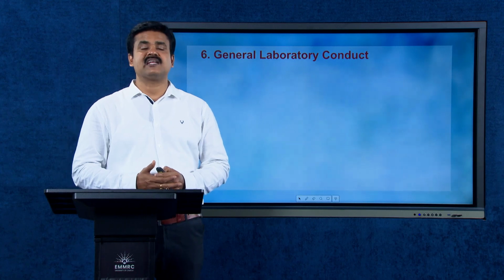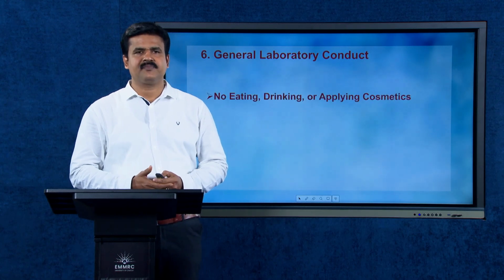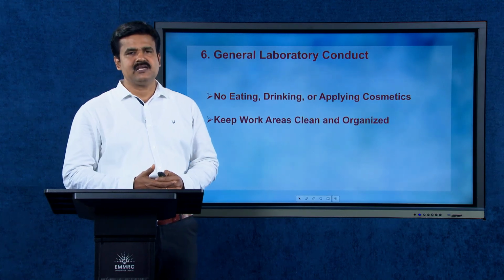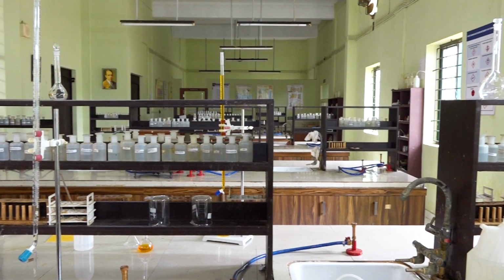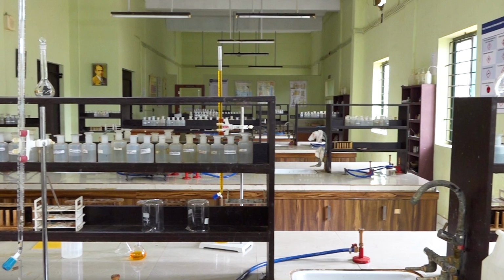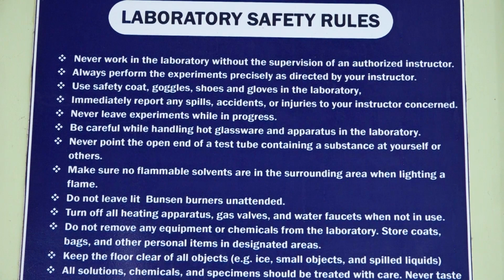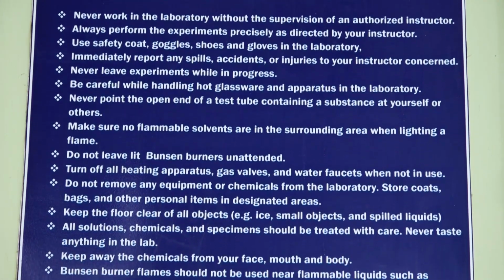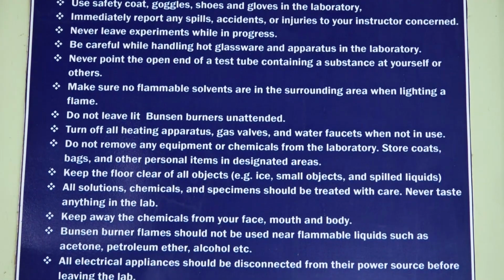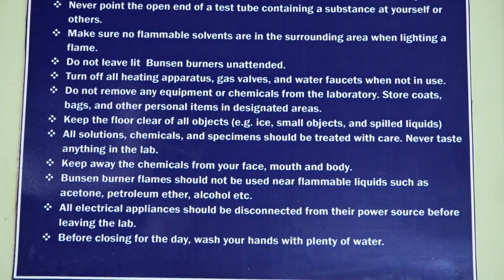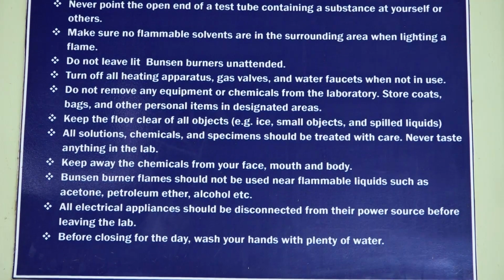General laboratory conduct is shown here. No eating, drinking or applying cosmetics in the laboratory. Keep the work area clean and organized. Work under supervision. You have studied about lab safety rules. These are some common lab safety rules which are to be placed in each and every chemical laboratory.